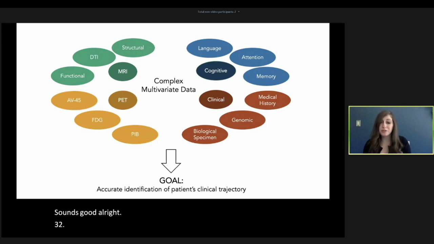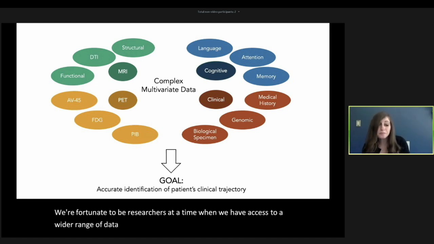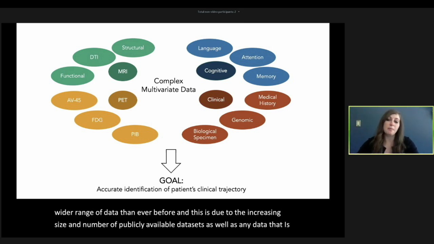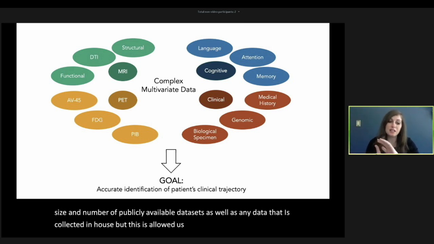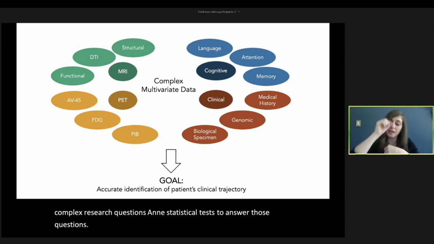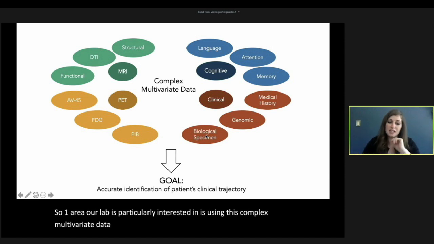We're fortunate to be researchers at a time when we have access to a wider range of data than ever before. And this is due to the increasing size and number of publicly available data sets, as well as any data that is collected in-house. But this has allowed us to develop increasingly more complex research questions and statistical tests to answer those questions. So one area our lab is particularly interested in is using this complex multivariate data and synthesizing it to identify one's clinical trajectory.